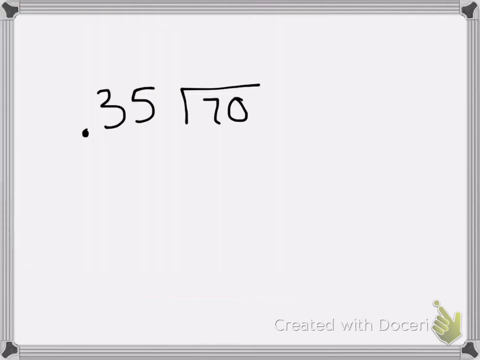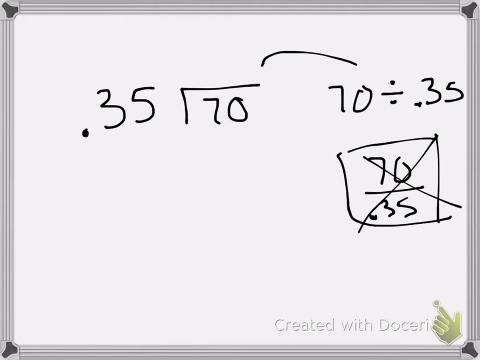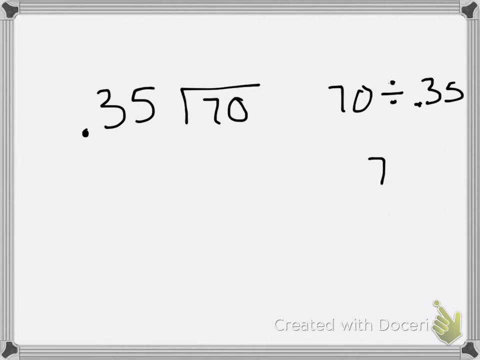All right, we've got 35 hundredths divided into 70. The other way you can write that is 70 divided by 0.35, or 35 hundredths. Okay? Or you could write it as 70 over 35 hundredths, but we don't like to write fractions this way. Okay, so we'll stick with these two ways. All right, so we've got 35 hundredths into 70.